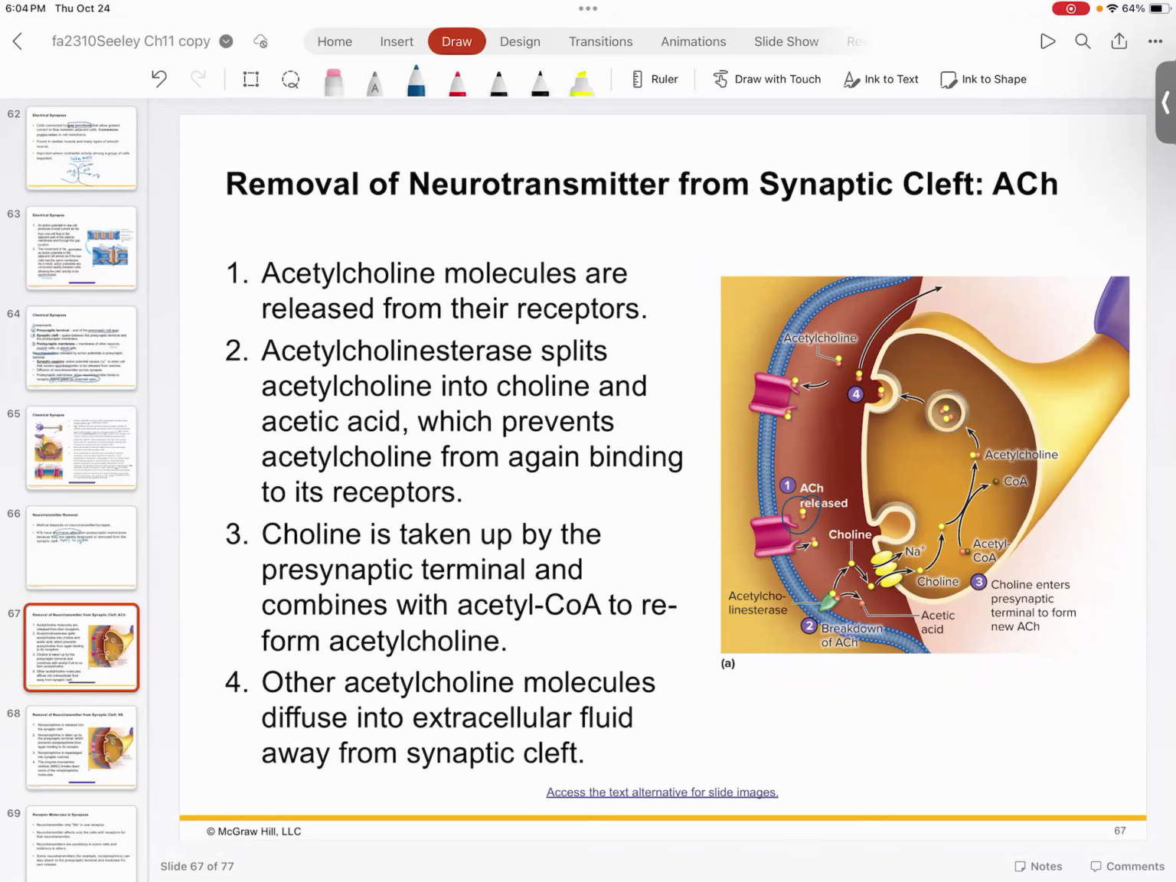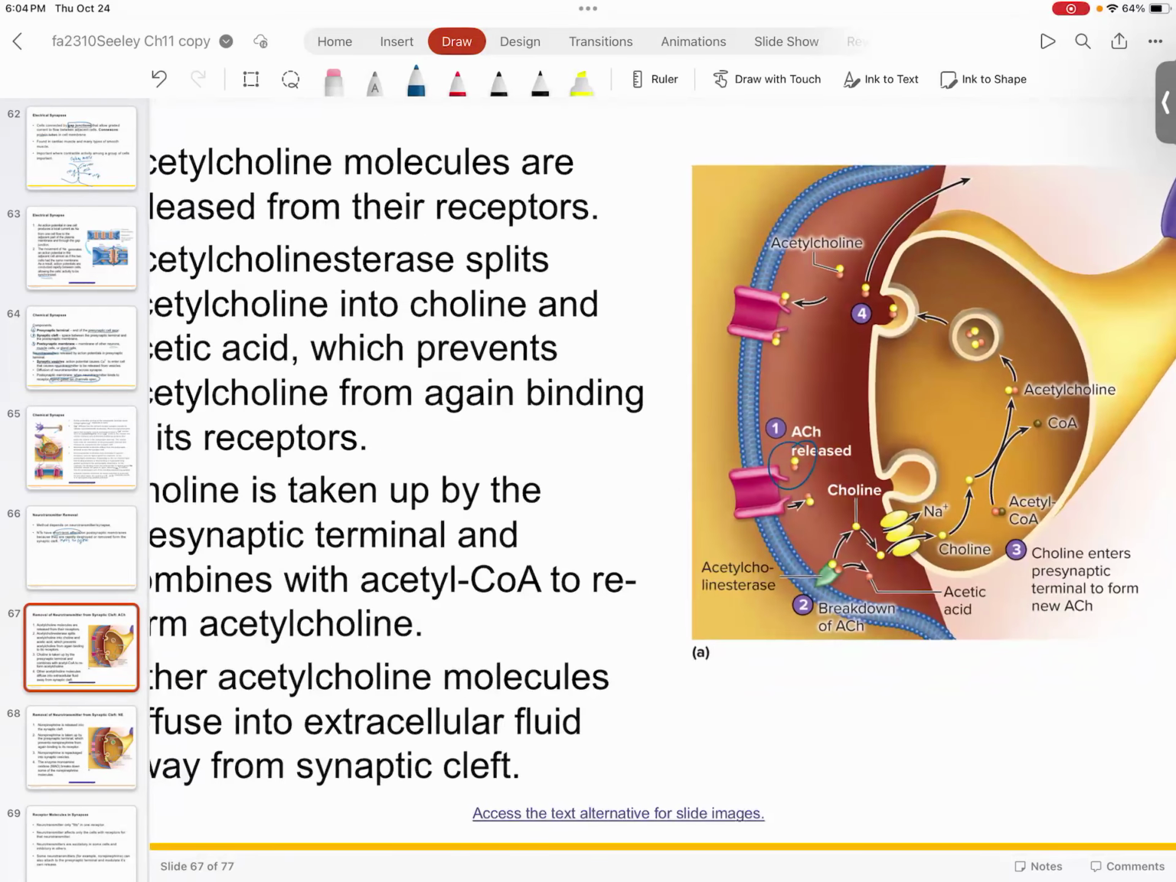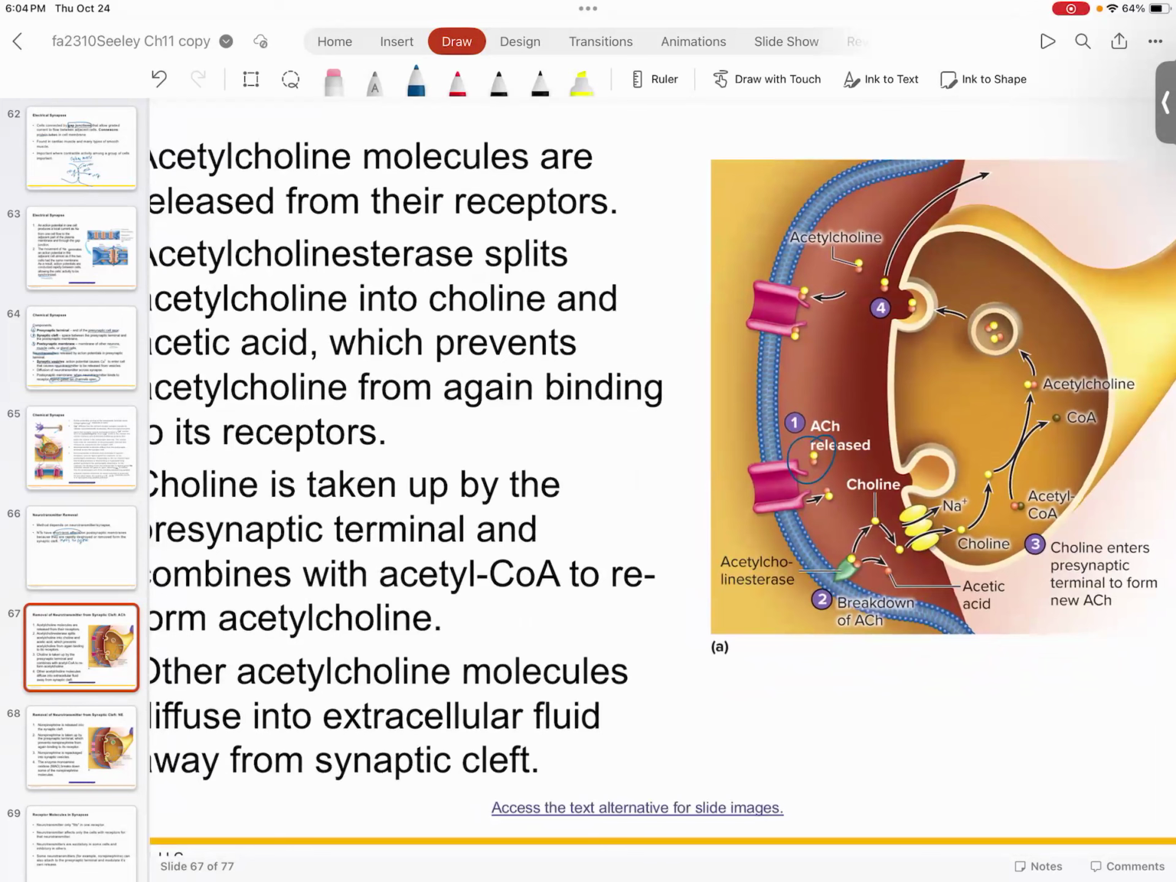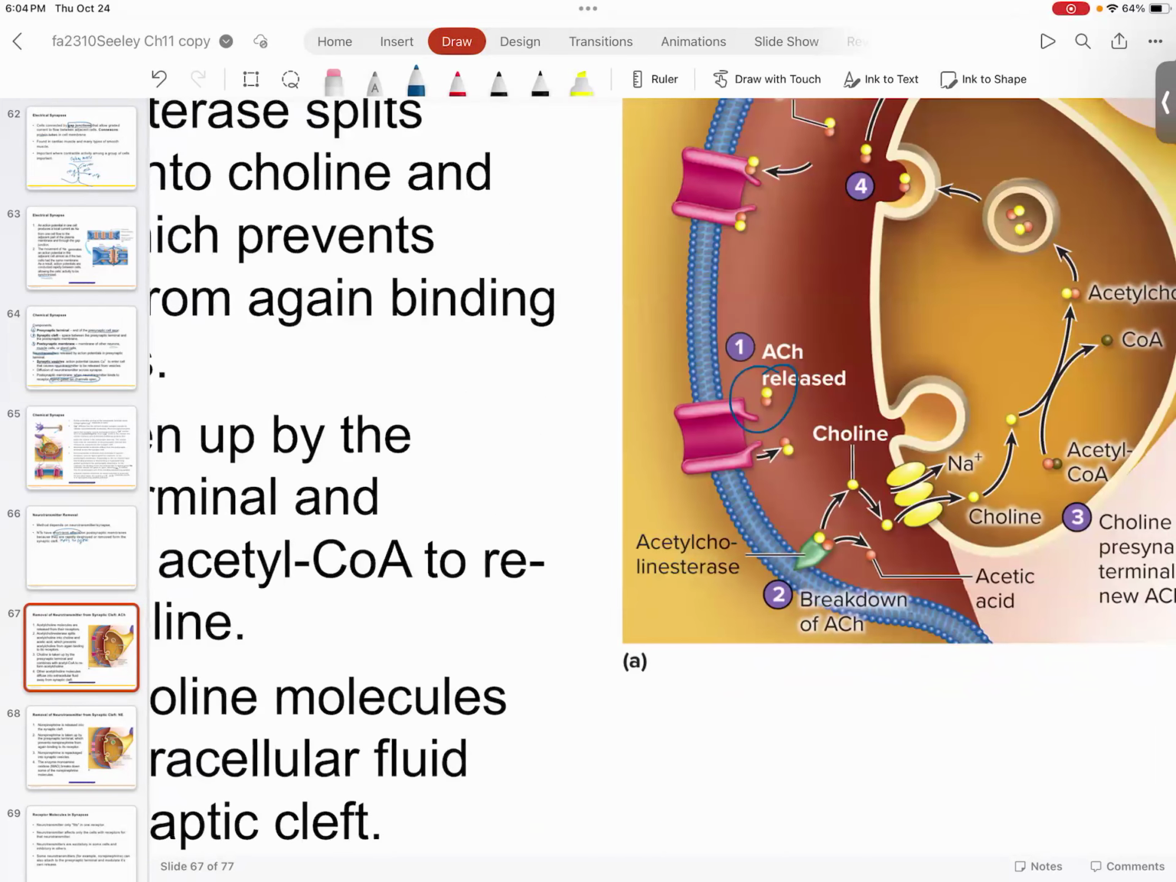And the second piece, then, is the breakdown of the acetylcholine by acetylcholinesterase, and it's going to cut it into its two components. So here you can see you've got choline, which is the yellow component.